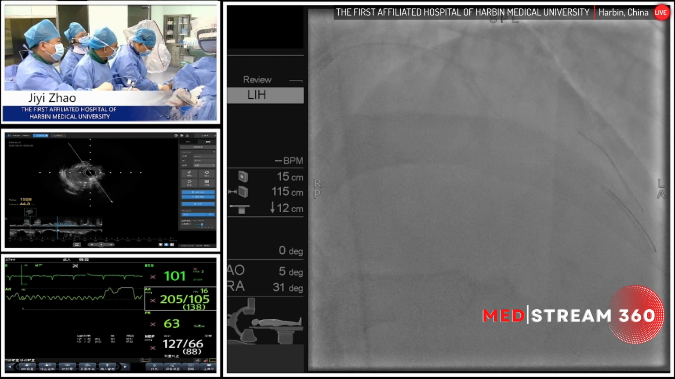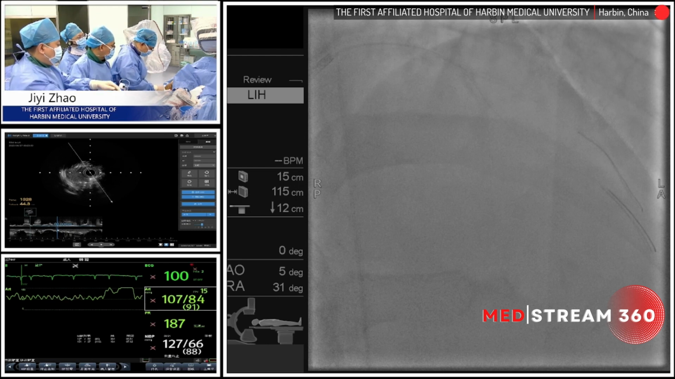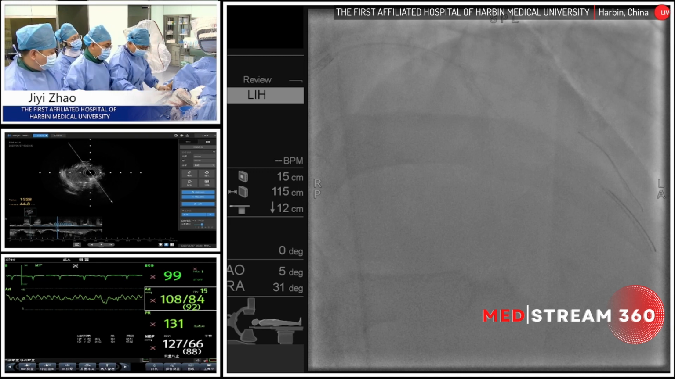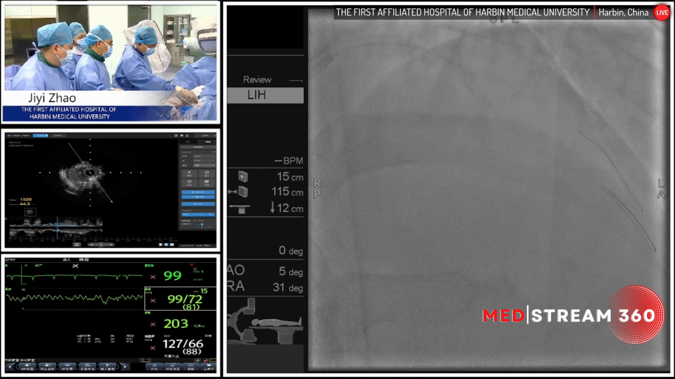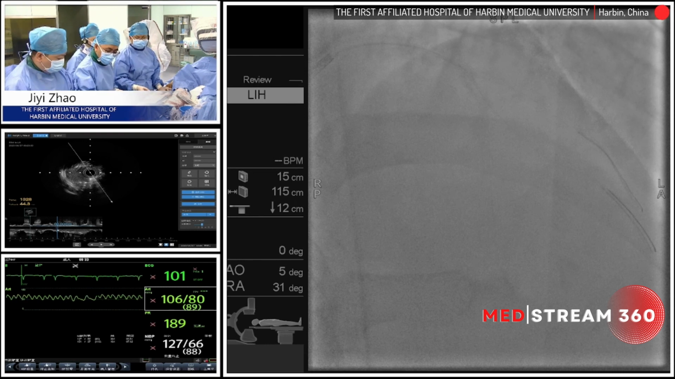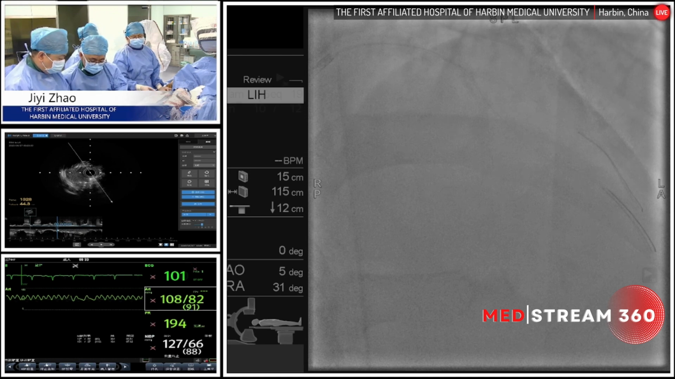By the second IVUS, we found that after the IVL system, we see some very clear cracks of the superficial calcification. And I think this is a good promise for good stent expansion. So what kind of balloon did you use for the plaque modification? A 3.0 balloon.